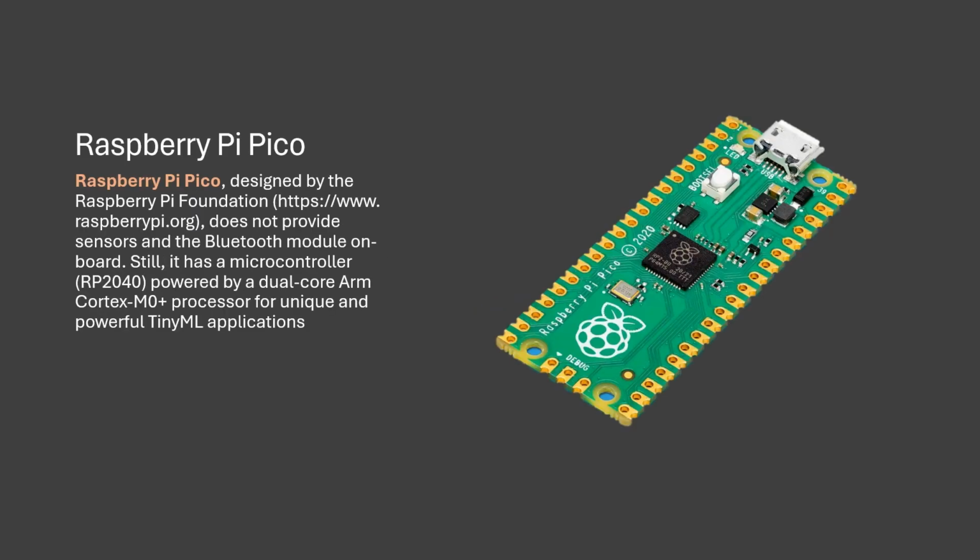And here we have the Raspberry Pi Pico. It's designed by Raspberry Pi Foundation. So it does not provide sensors and the Bluetooth module on board like the Arduino Nano 33 BLE Sense. So it has a microcontroller RP2040 powered by dual-core ARM Cortex-M0 Plus processor for unique and powerful TinyML applications. So each of them has different ways we can use it. I'm going to be looking at these two different categories.